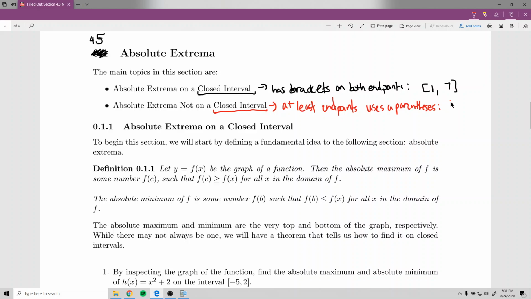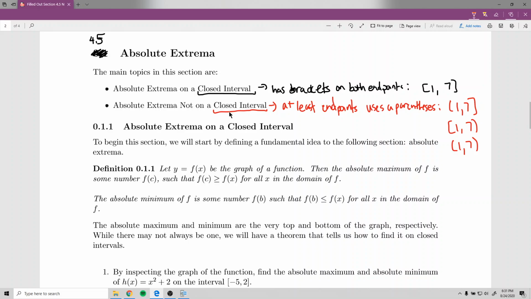So something like 1, 7, but one has a parenthesis. The 1 can have the bracket, the 7 can have the parenthesis. Or if they both have parentheses, all the same, they're all not closed. All right, so what is absolute extrema?